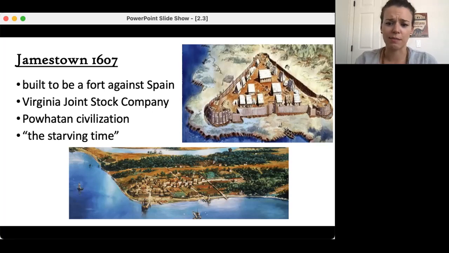They are going to be dying from starvation. It's called the starving time. They're dying from malaria. Jamestown's basically a death trap. Settlers will be reduced to eating dogs, horses, cats, snakes, anything they can get. And we see evidence that they dug up corpses and ate them. Not a great first, or rather second attempt for the British colonizers.